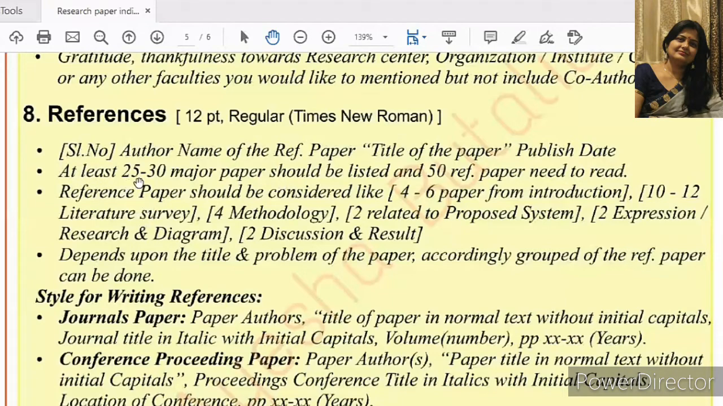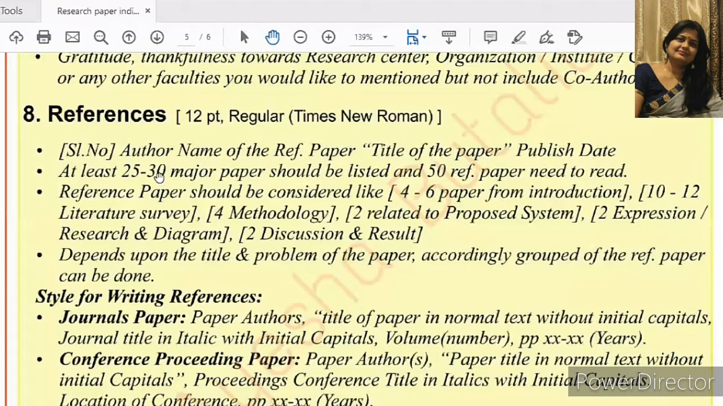Generally it is expected that since it's a small project, maybe an undergraduate project, at least 25 to 30 major papers should be listed, and 50 reference papers need to be read. Out of 50 papers, you read and survey, and then pick the most important 30 papers that you can refer to in your project report.